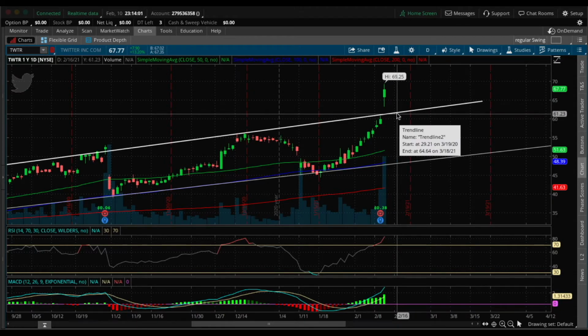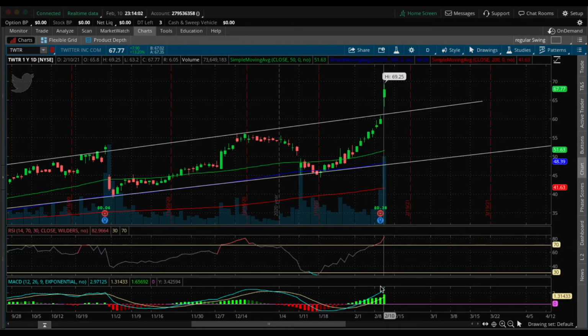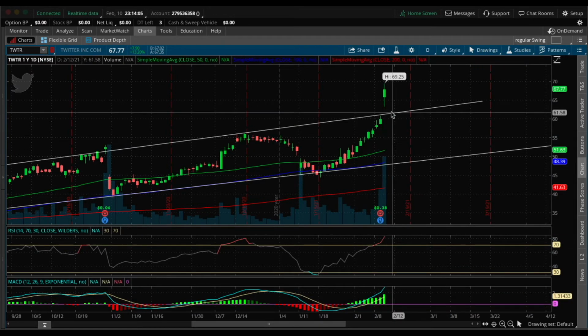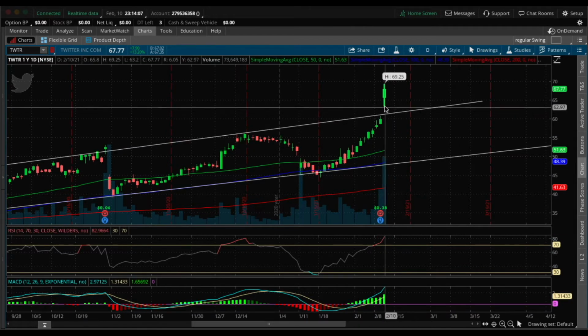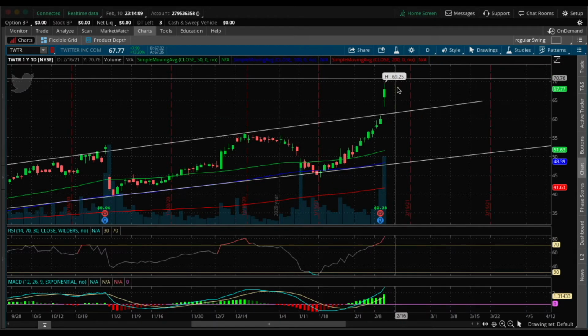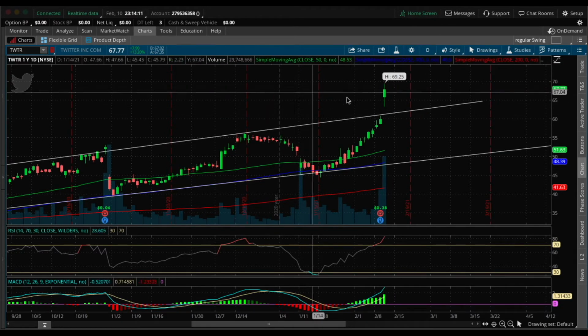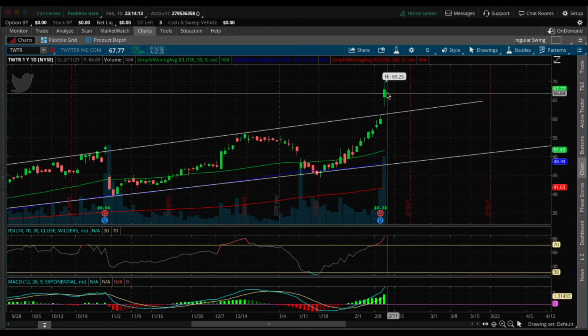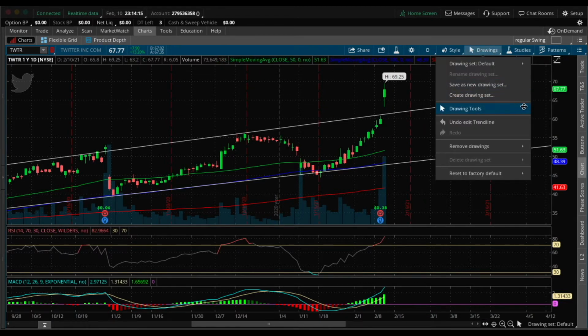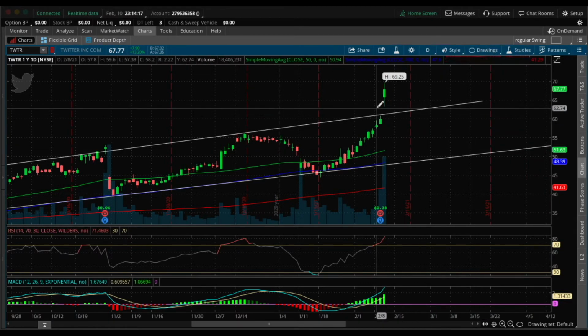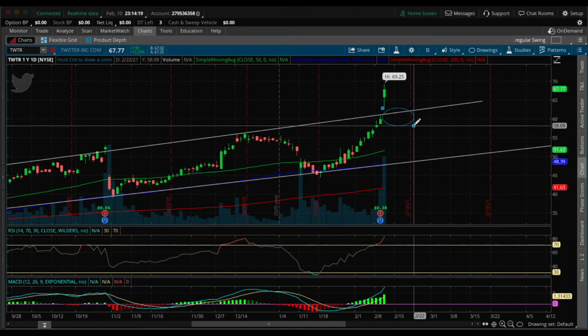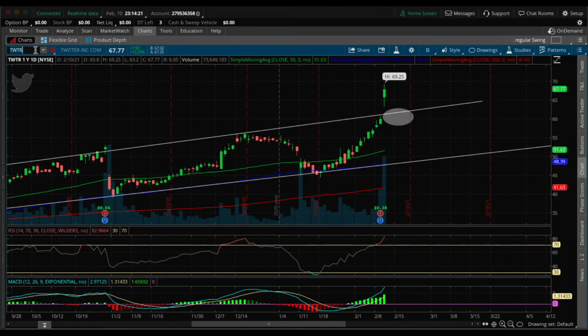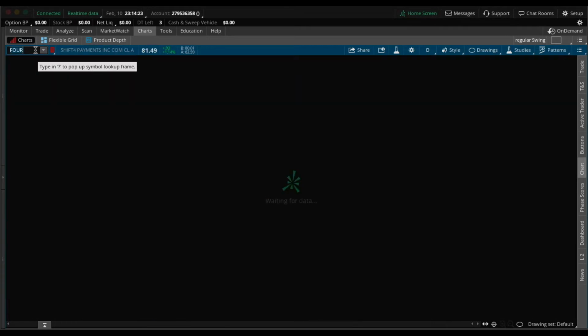So given the fact that Twitter is overbought, the MACD is very high and it's past my resistance line, as well as the gap, this is what I look for on Twitter specifically to determine if it's going to have a pullback or not. And my price target, as I said before, is at least $60. So the next stock I want to show you guys, which is a bit easier, is 4.